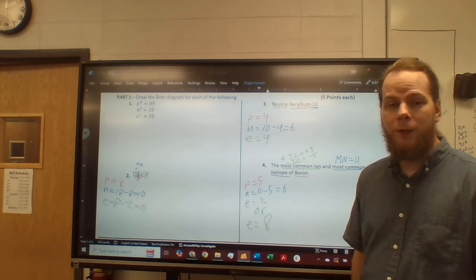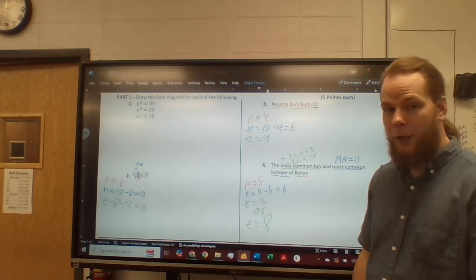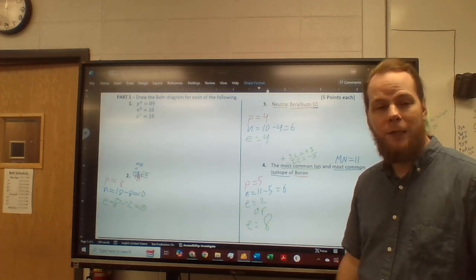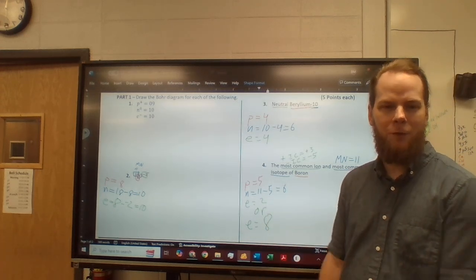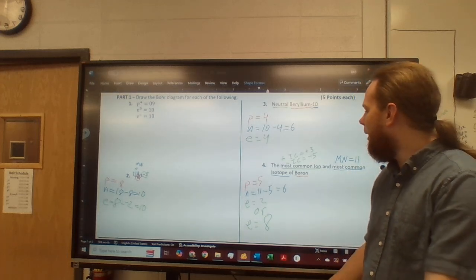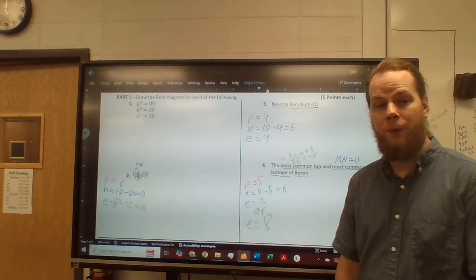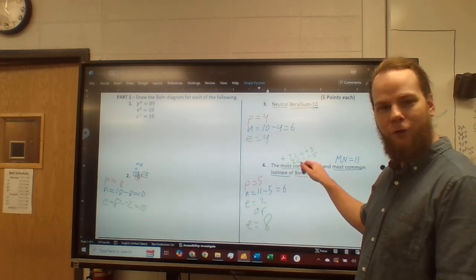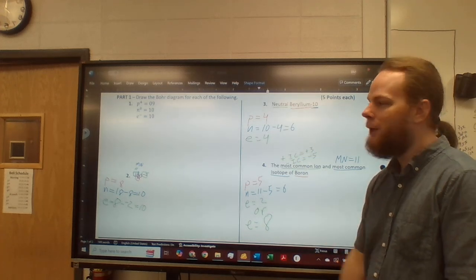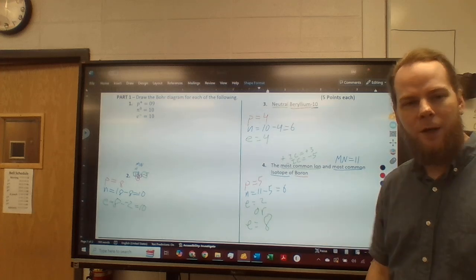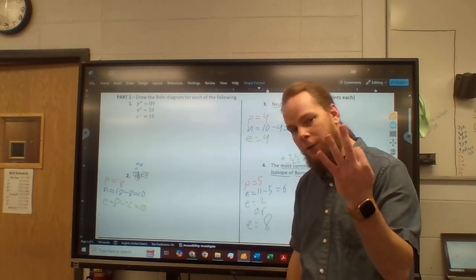I will not give you one like this on the quiz. I'm not going to say, hey, find the most common ion of a metalloid, because metalloids suck, because they have 2 possible charges. So I will tell you specifically the charge if you're given a metalloid, so that this doesn't happen on the quiz. There are 2 more parts on the back of this worksheet, parts 3 and 4.